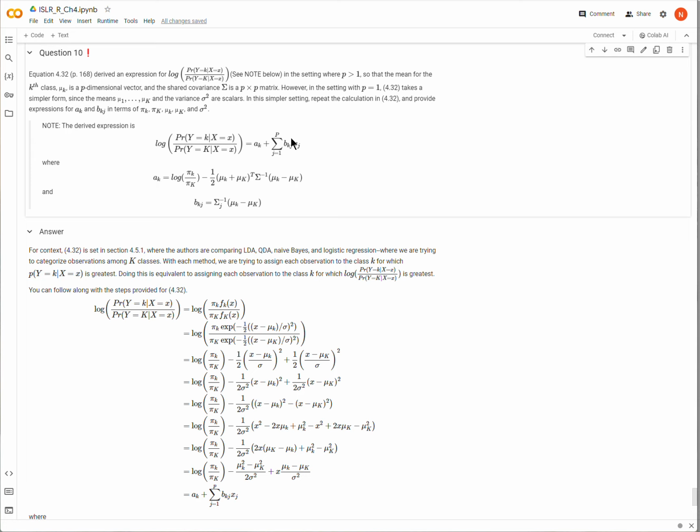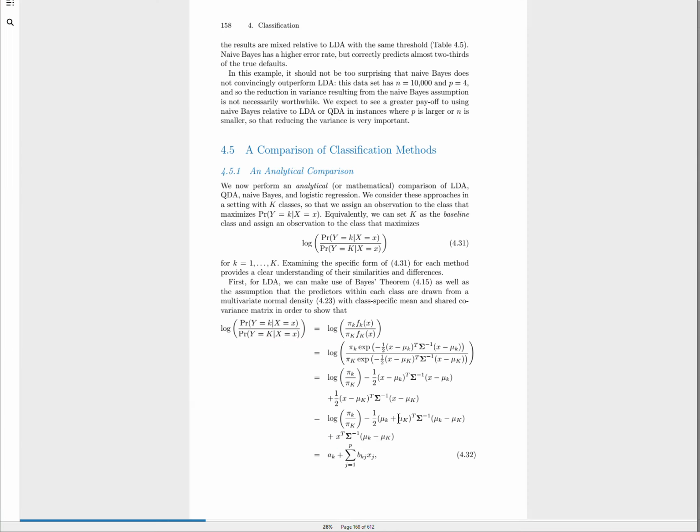In the book, through a long derivation, in fact, I'll show that derivation here in a second, we get to this expression right here, where that expression is just this linear model where a sub k is given by this, and b sub k is given by this, and it's multiplied by x. In the book it's all given right here. So again, we start with this expression and we work through it in the book, and eventually we come up with this final expression here.